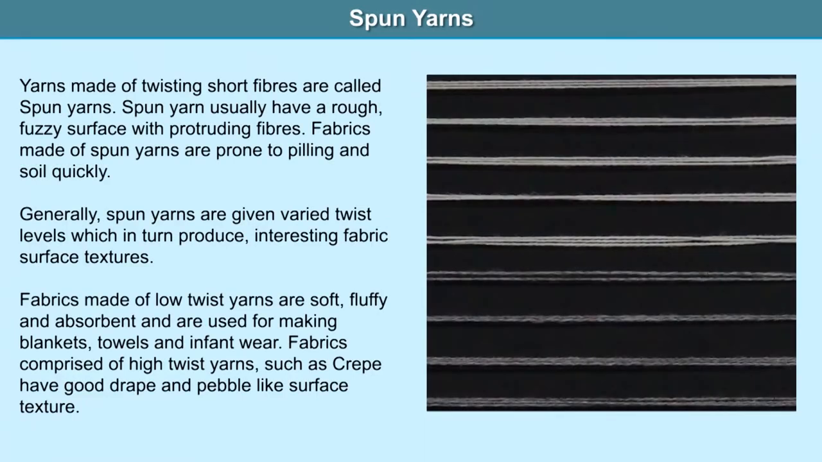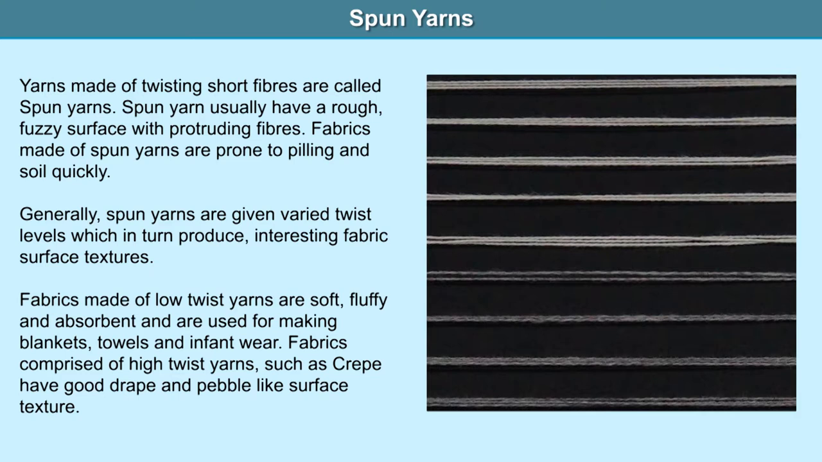Spun yarns. Yarns made of twisting short fibers are called spun yarns. Spun yarns usually have a rough, fuzzy surface with protruding fibers. Fabrics made of spun yarns are prone to pilling and soil quickly. Generally, spun yarns are given varied twist levels, which in turn produce interesting fabric surface textures.